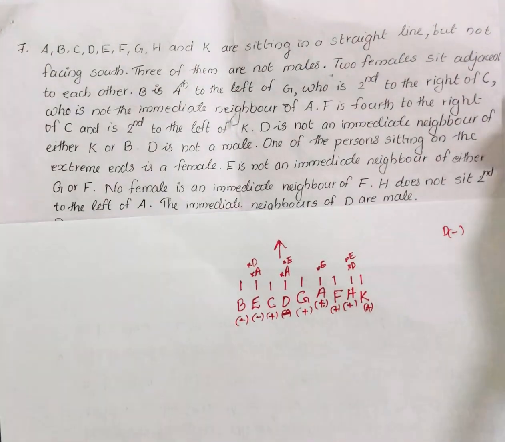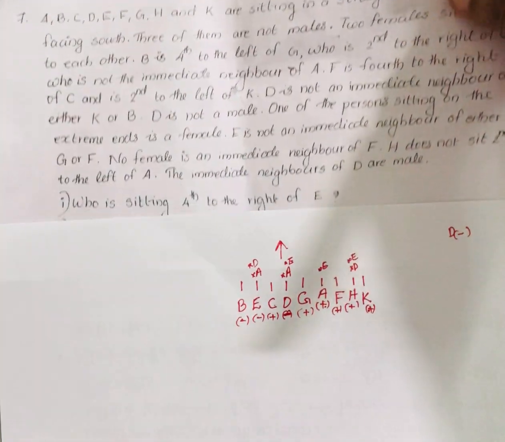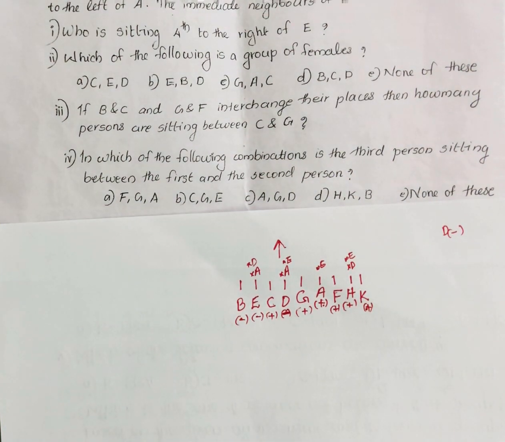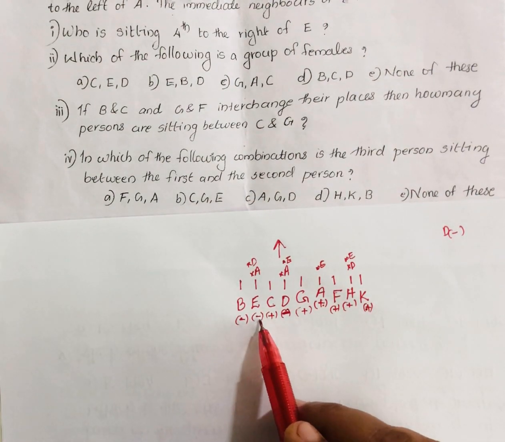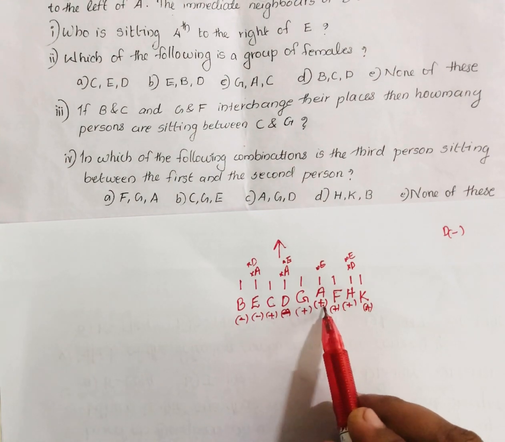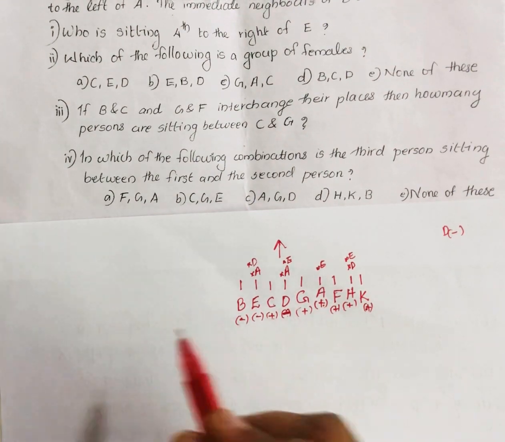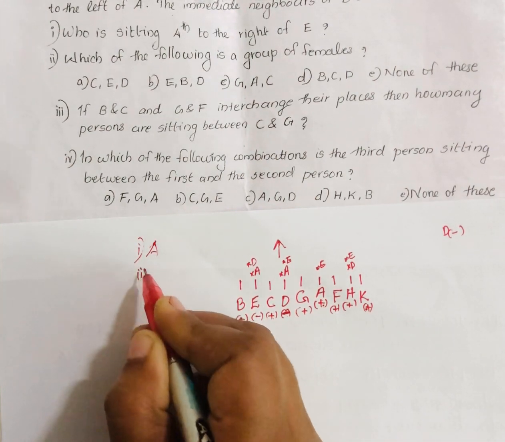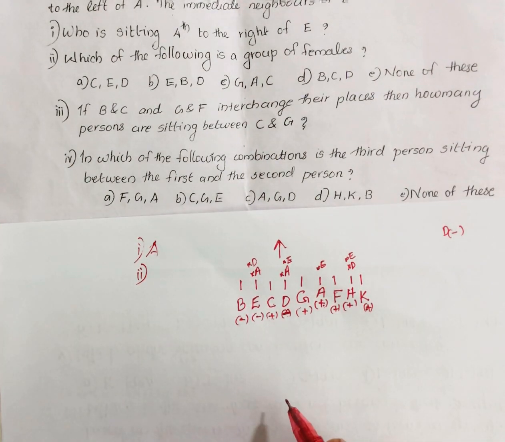Okay, so we can go for the questions. First question, who is sitting 4 to the right of E? E is here, fourth right means first, second, third, fourth. Fourth right of E is A. So the answer is A.